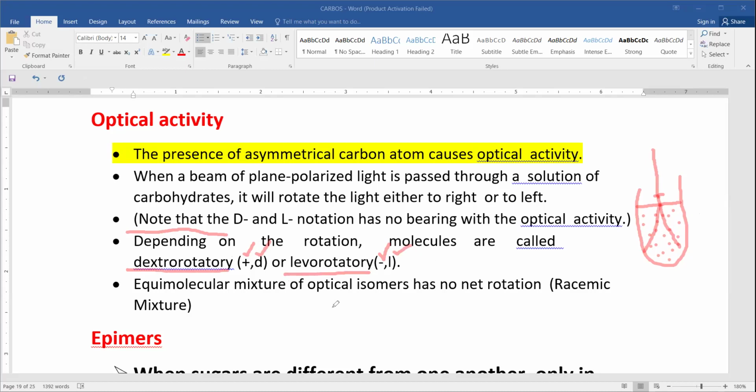Sometimes, if the compounds are a mixture where some are dextrorotatory and some are levorotatory, so 50% dextrorotatory and 50% levorotatory are present, such a mixture is called a racemic mixture. This is not a very important point. I'll stress all the important points after the class.